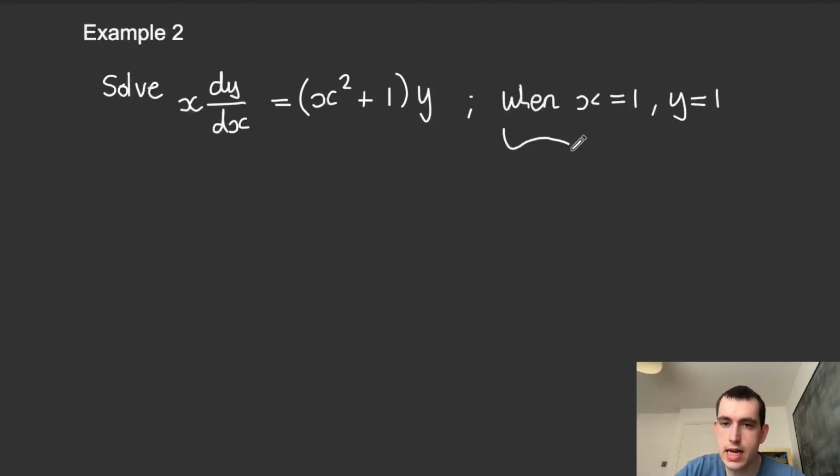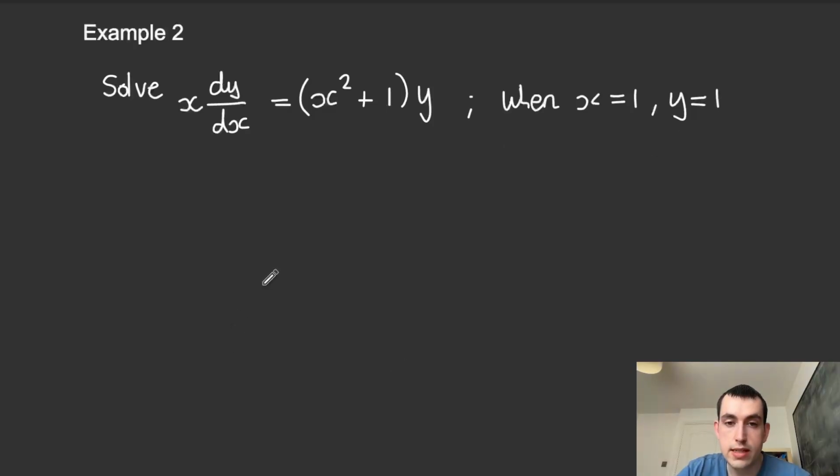In this case, I have given what is called a boundary condition. So I've told you when x is 1, y is equal to 1. Once we get down to it, we'll be able to find the constant, the c, at the end of the integration, and we're going to get a particular solution this time. Let's find out how we're going to do that.